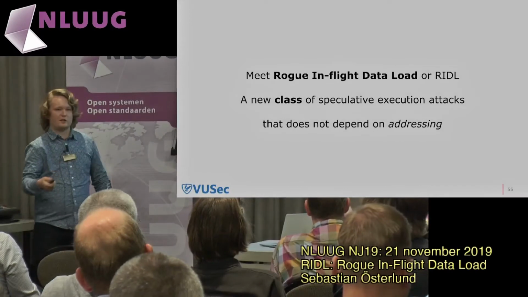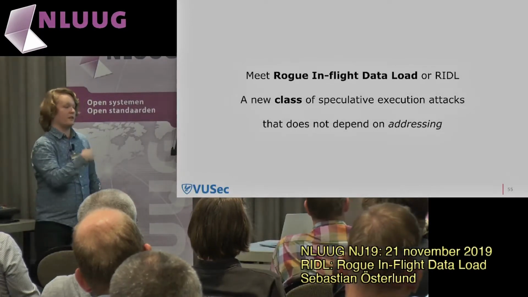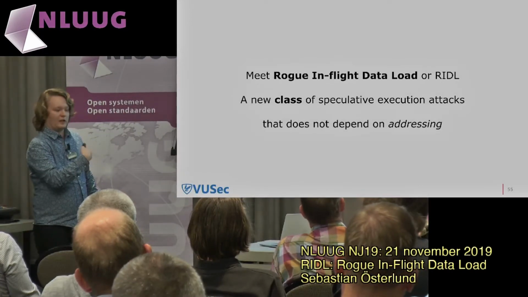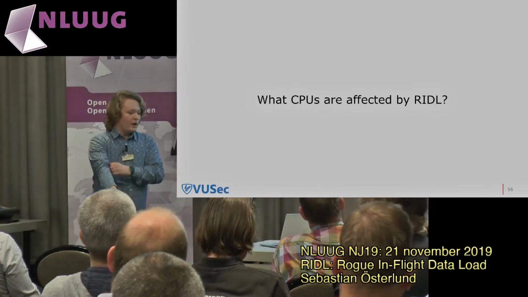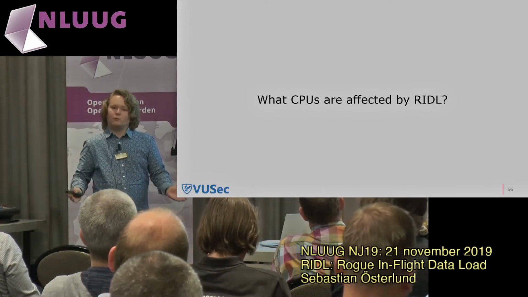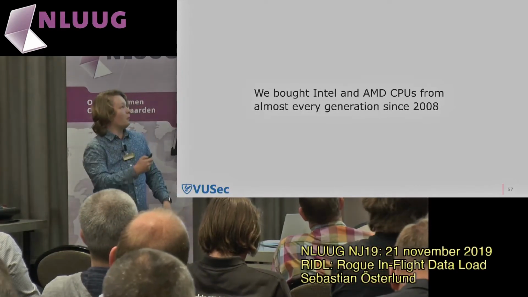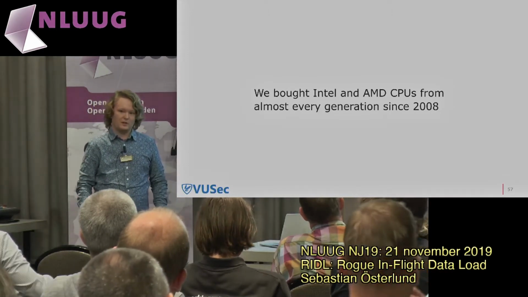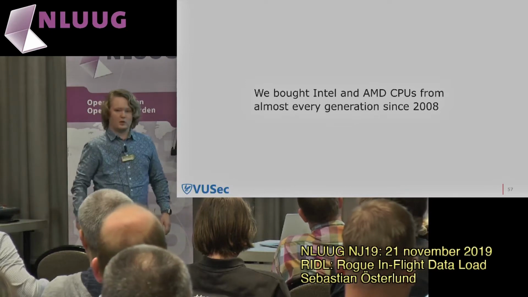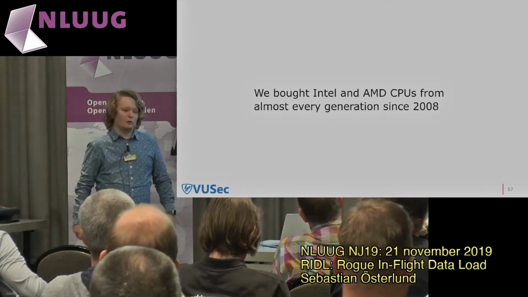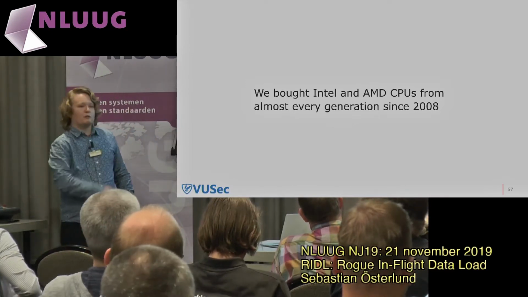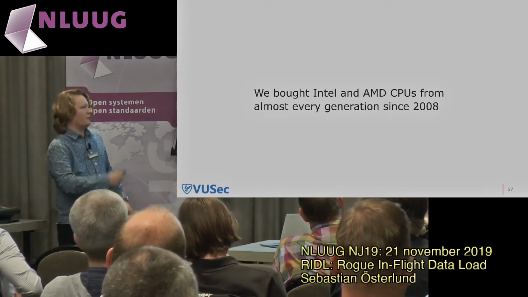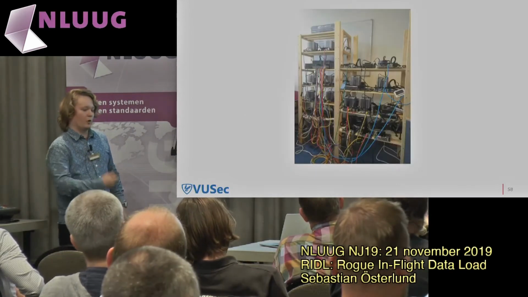It's a new class of speculative execution attacks that don't depend on addressing. I'll explain this a bit more. First of all, you might wonder who is affected by this. We bought a bunch of Intel and AMD CPUs and started testing. After we found this, we tried out how vulnerable everyone is. We found that almost every Intel CPU since 2008 is vulnerable.